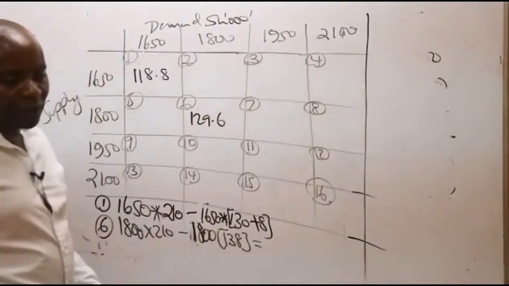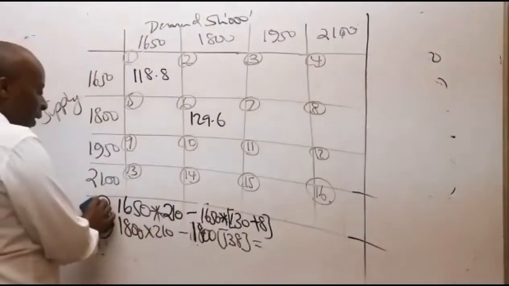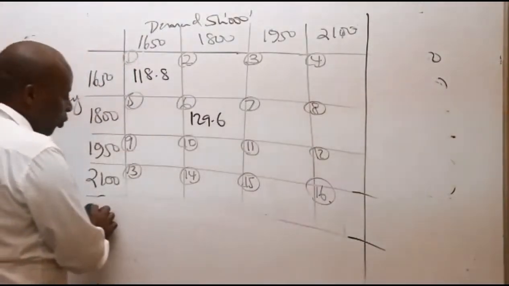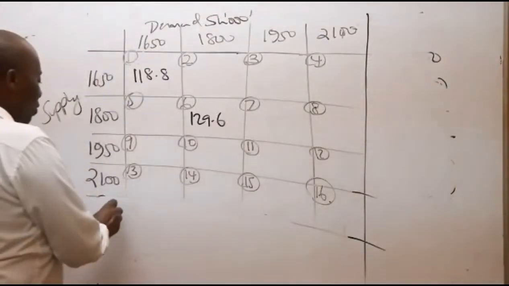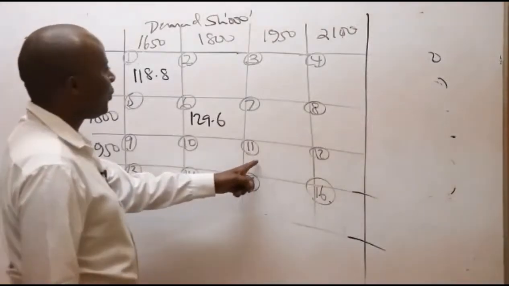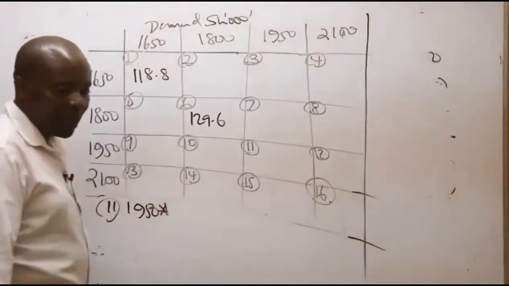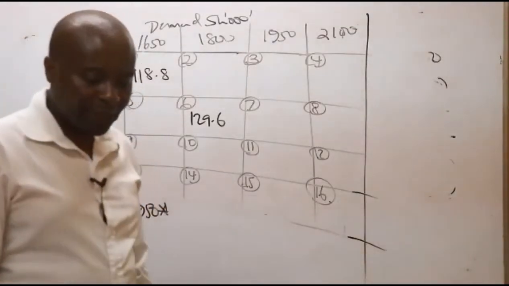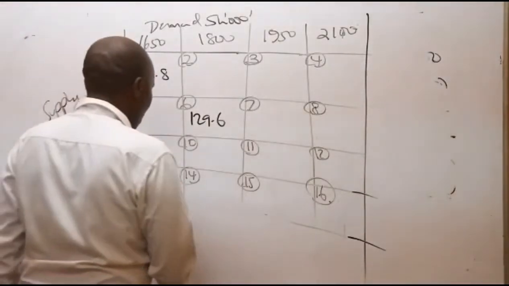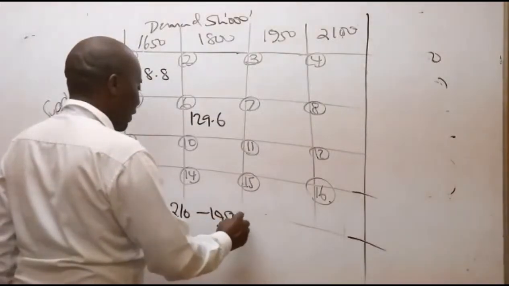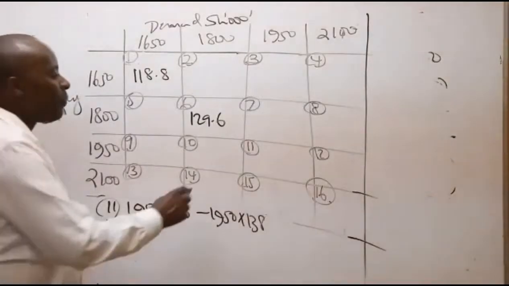So please go to number 11. Somebody give me the one for number 11 very fast. Perfect matches first. I would want to get rid of them. So number 11 is a perfect match between 1950 and 1950. So I'll take 1950 times, I've forgotten my price, was it 210? My price per bracelet was 210 minus 1950 times 138. I hope you are seeing where the 138 is coming from. So somebody is giving me 140.4.